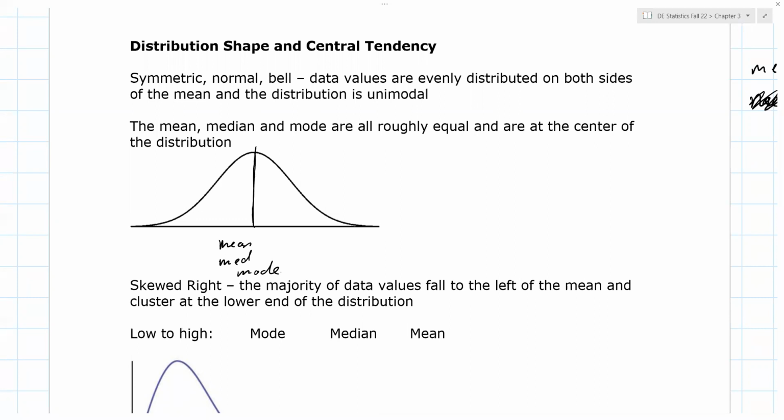The mode is always where the highest part of the graph is, because as these are histogram graphs, the highest point represents the highest frequency. So the highest frequency is our mode. Our mode is always going to be the tallest part of the graph. But if it's symmetric, that also means the median and the mean are also in the middle.